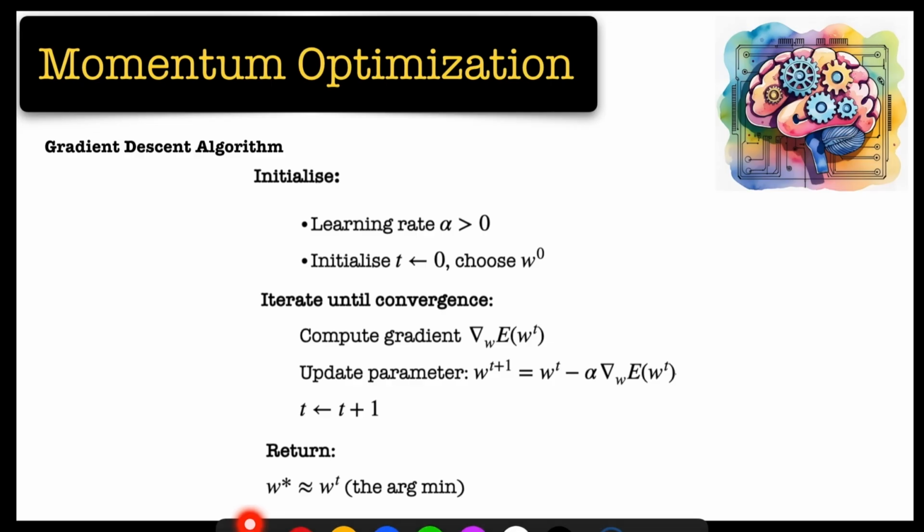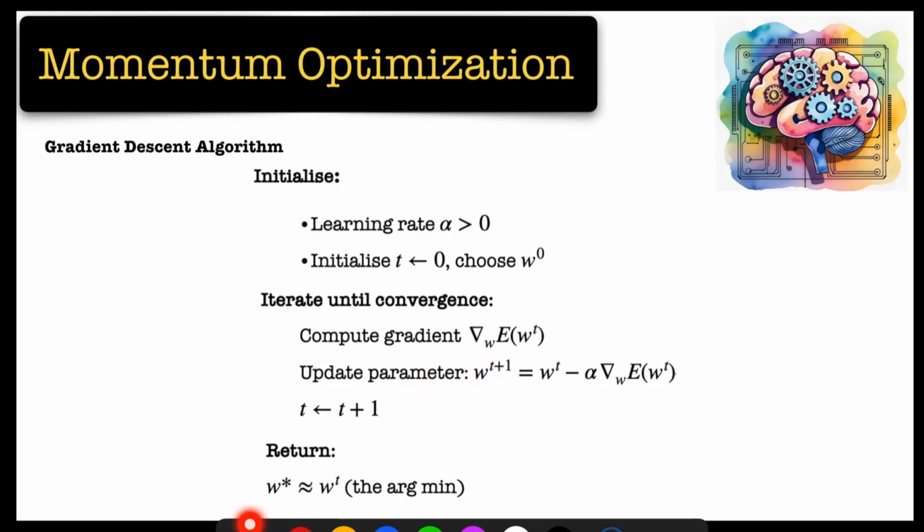So we know about the vanilla gradient descent algorithm, right? We initialize the learning rate and start with the 0th iteration. We choose some random initial weights and then iterate until convergence. At each iteration, we compute the gradient of the error or loss function. Then we update the weight parameter.